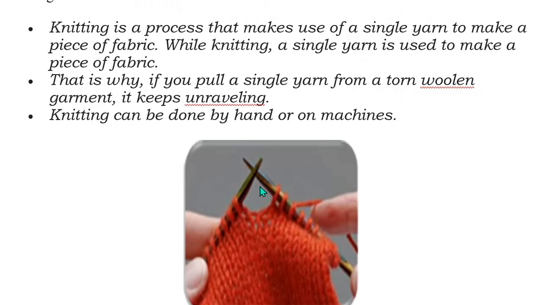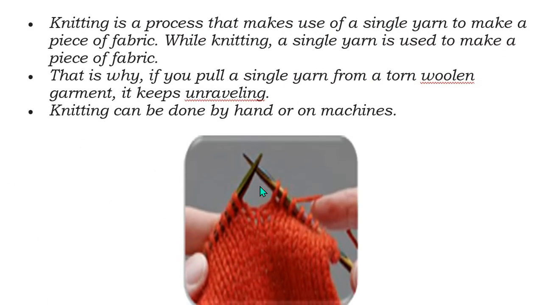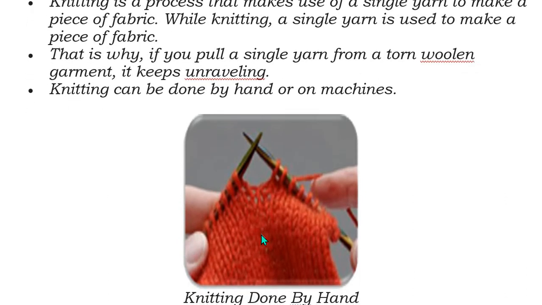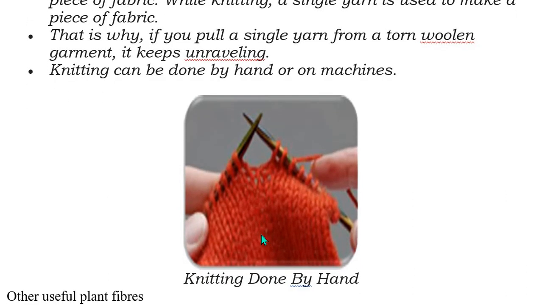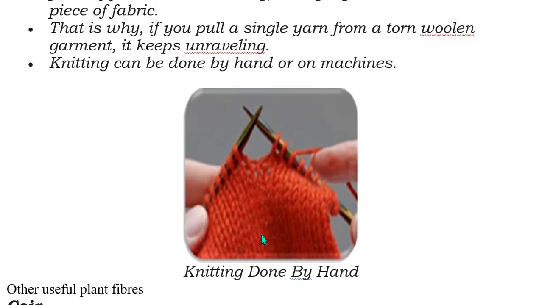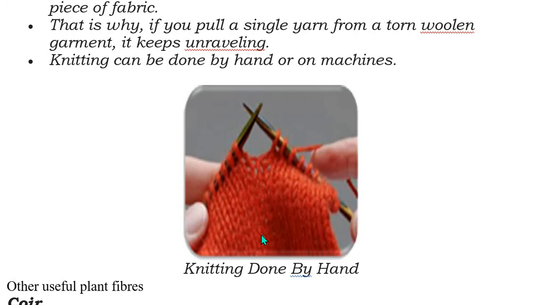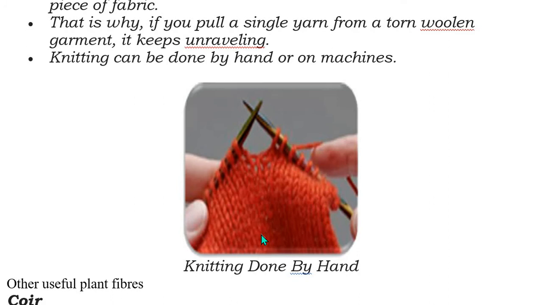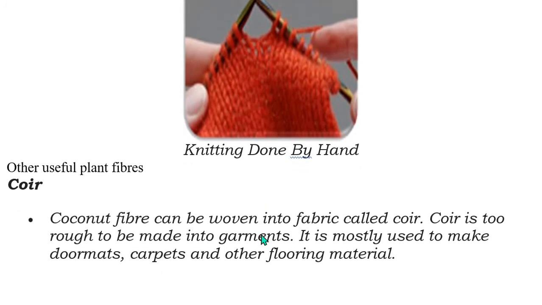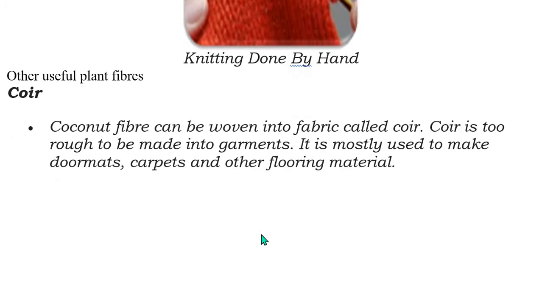And knitting is also a process that makes use of a single yarn. Here you can see this process is known as knitting, to make a piece of fabric. While knitting, a single yarn is used to make a piece of fabric. That is why if you pull a single strand from a torn knitted garment, it keeps unraveling. Knitting can be done by hand or on machines.